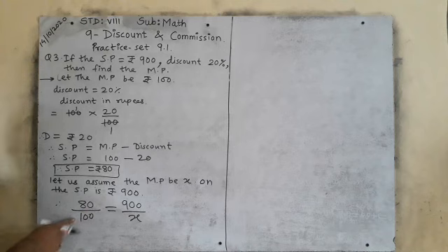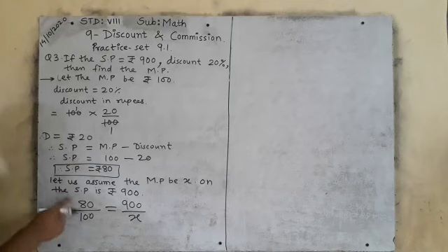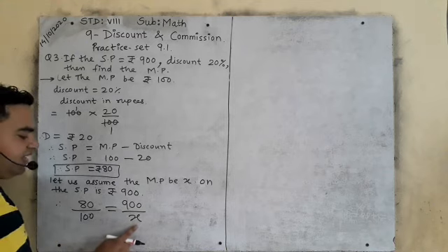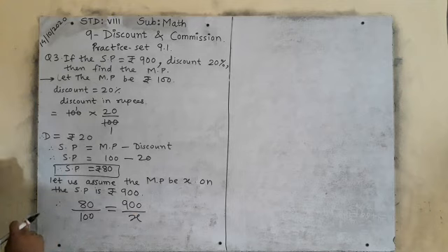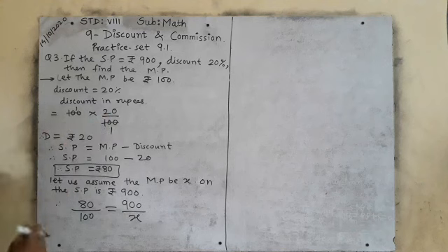In the beginning you considered the mark price 100 and you sold that thing for 80 rupees. The marked price was 100, but you sold the thing for 80 rupees. Mark price is X, and the shopkeeper has sold it for 900. Is it clear? So mark price you write down and selling price you write up. Clear? Now you will do cross multiplication.